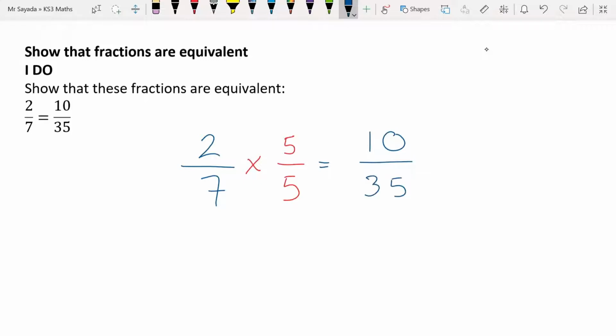So that bit that I've done in red, that's the evidence that these 2 fractions are equivalent. I've shown that I'm multiplying both the numerator and denominator by the same number. Both the numerator and the denominator have been multiplied by 5. That shows that 2/7 and 10/35 are the same thing.